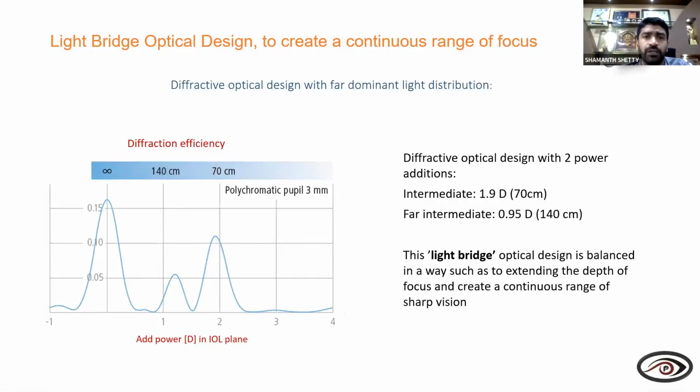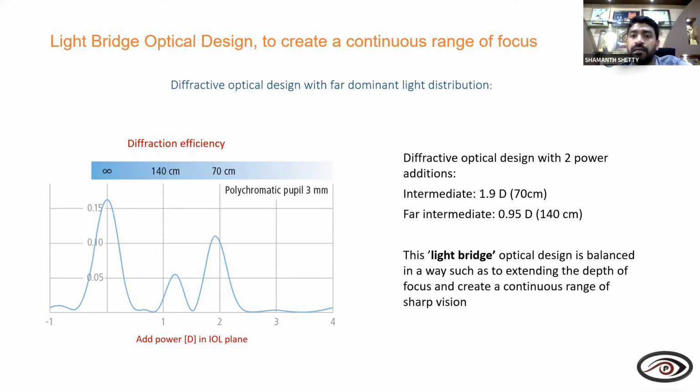This light bridge optical design is almost a continuous range of focus. In the multifocal, there is some amount of jump. There is a zone of vision where the patient can't see. That does happen in multifocal, but in this light bridge design, that doesn't happen. It is a continuous range of focus.